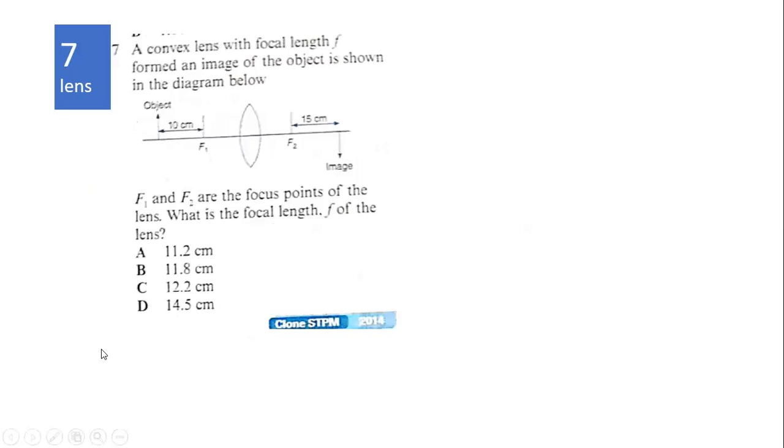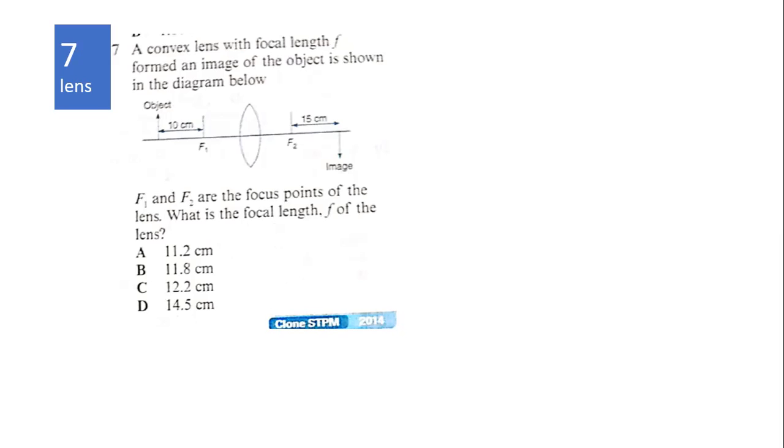Okay, let's try number 7. We leave number 6 for you to try out yourself. We try more of the STPM question. The convex lens with focal length f forms an image of the object as shown in the diagram below. That's the image. F1 and F2 are the focal points of the lens. What is the focal length of the lens?